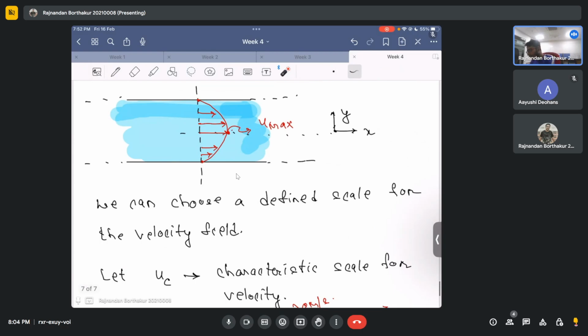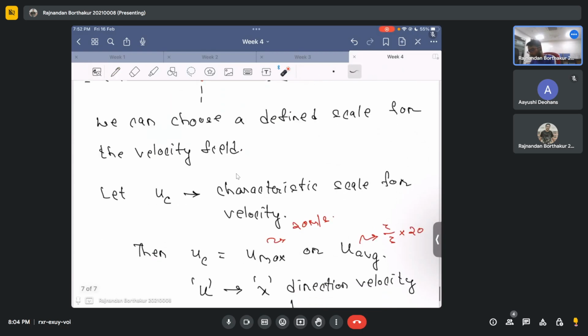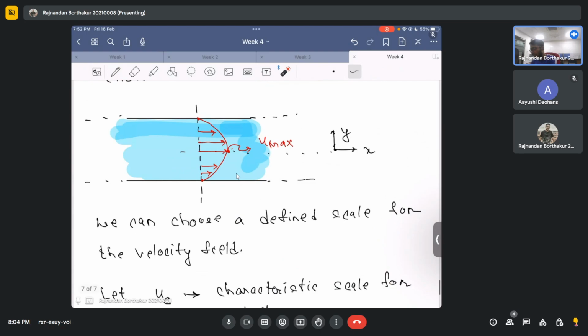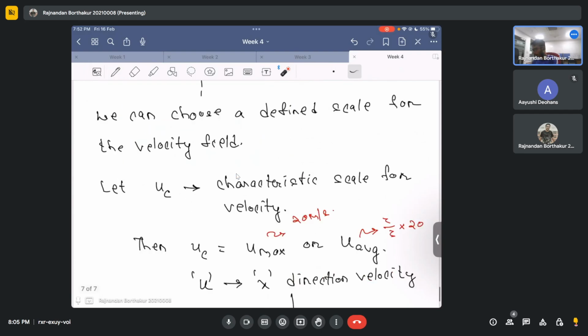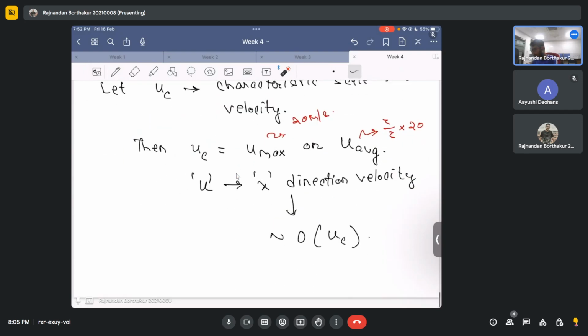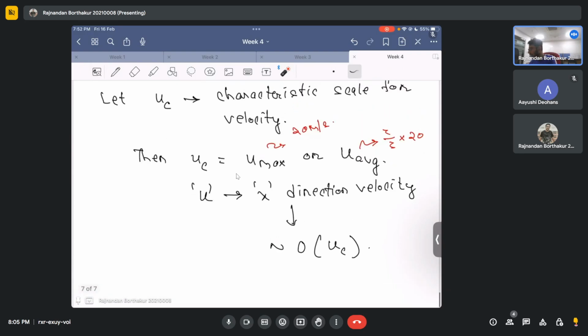Did you get the idea of how we choose characteristic scales? Remember, the characteristic scales that we choose are a function of the physical picture. If I get a different problem, not this problem, then the characteristic scale would change according to that problem, and it is up to us how we choose that characteristic scale. I hope this point is clear.